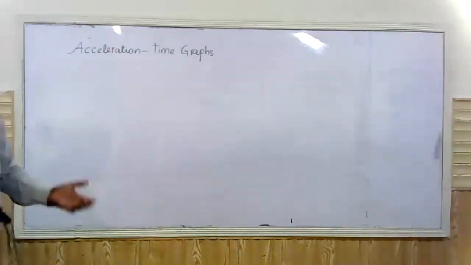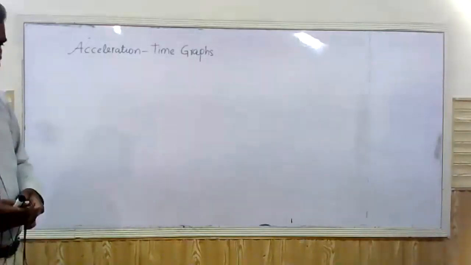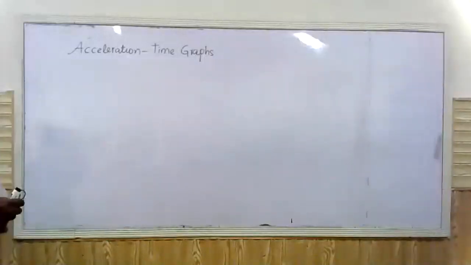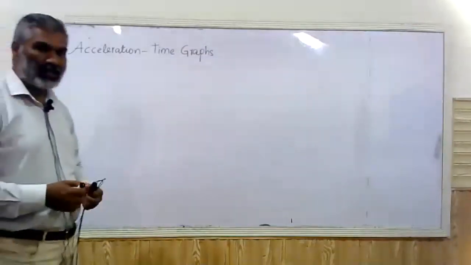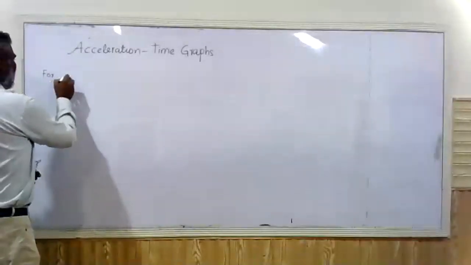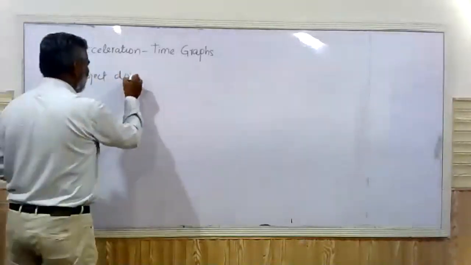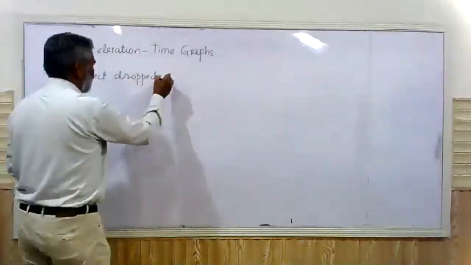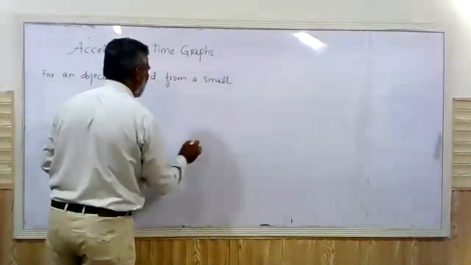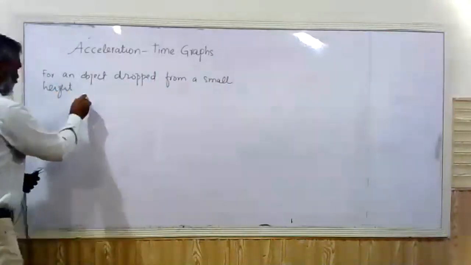Because this is an oft repeated question in the exam, the most commonly discussed situation in various questions. An object is dropped from a small height means the acceleration is constant. So for an object dropped from a small height, the acceleration time graph.